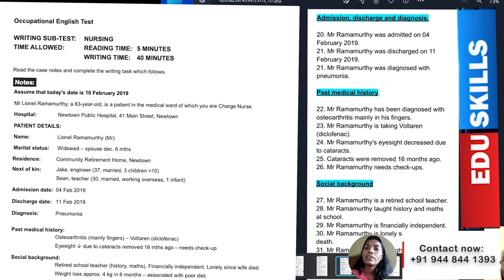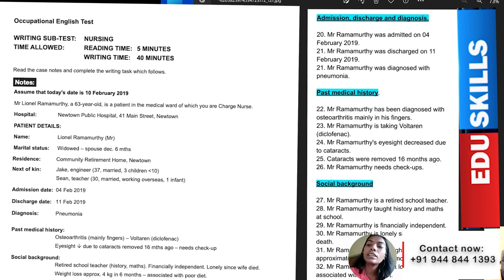There they have given some of the key points. We have to elaborate that into simple sentences, like Mr. Ramamurthy has been diagnosed with osteoarthritis, mainly in his fingers. Mr. Ramamurthy is taking Voltaren or diclofenac. Mr. Ramamurthy's eyesight decreased due to cataracts. Cataracts were removed 16 months ago.